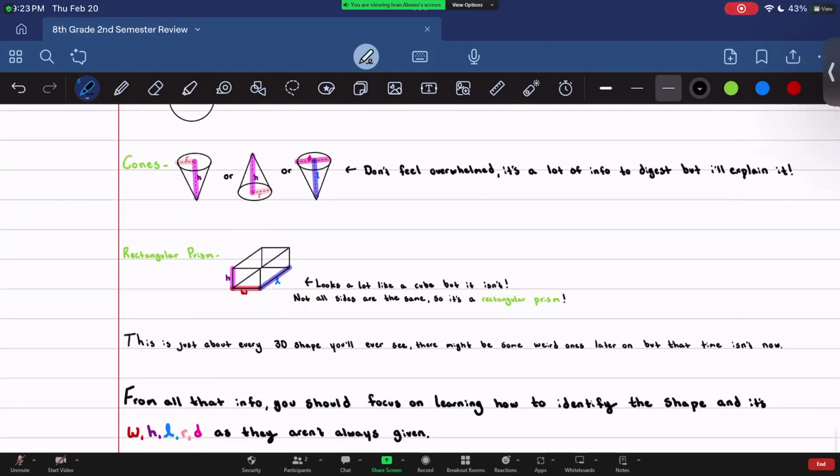So, from everything I just said, the main takeaway is you should learn how to identify the shape and the width, height, length, radius, and diameter, as they aren't always given. Okay, and let's make one thing clear: if you're looking at a square, you're not gonna have a radius or diameter. All right, don't think that every single shape has all these variables. I'm just covering all the bases at once.